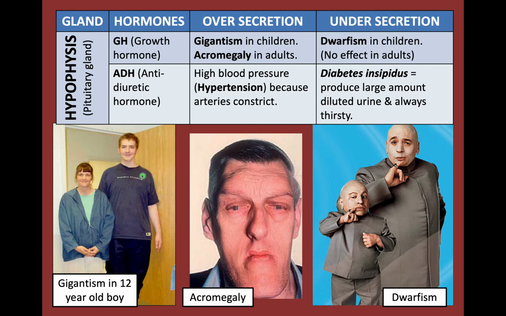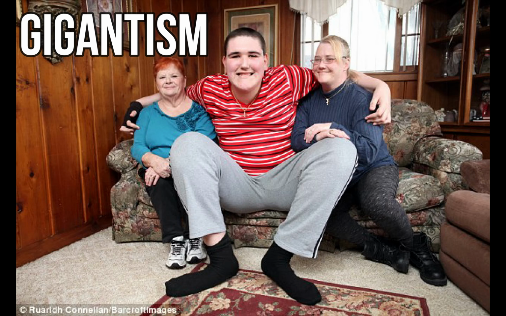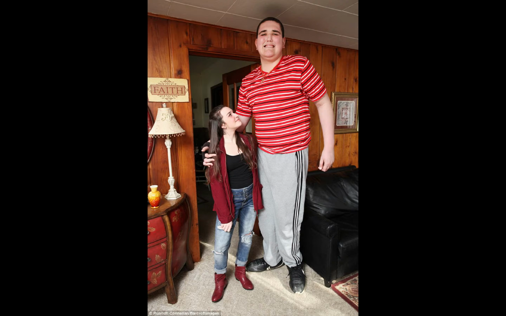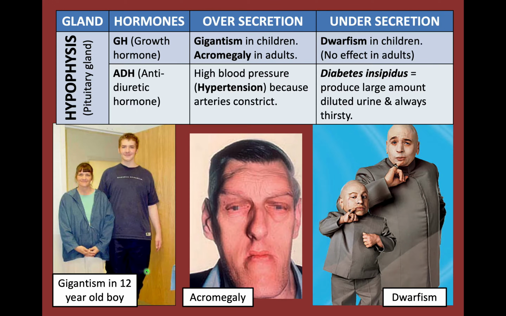On the other hand, the over-secretion of the growth hormone in children causes a condition called gigantism. Look at this boy. He is just 12 years old, but look at how tall he is. Look at his size as compared to a normal 12-year-old. Over-secretion in adults leads to a condition called acromegaly.